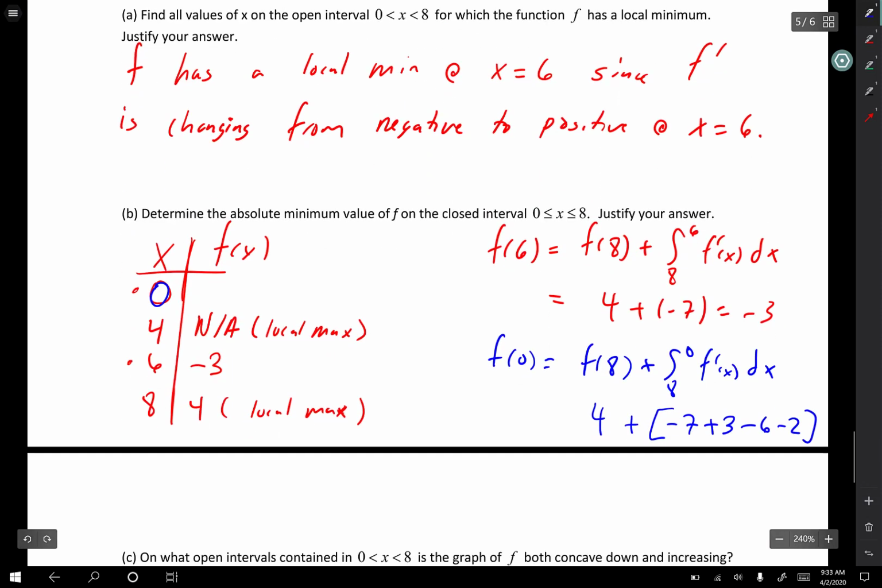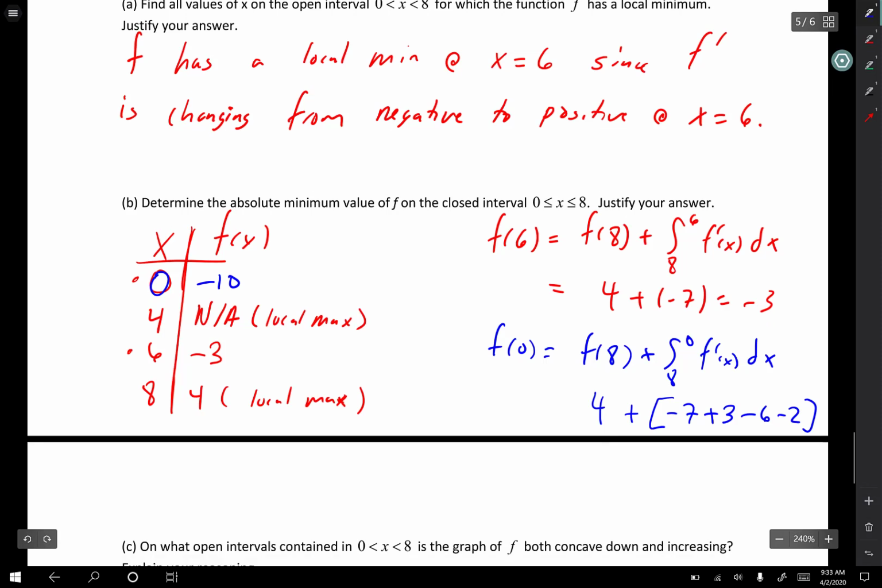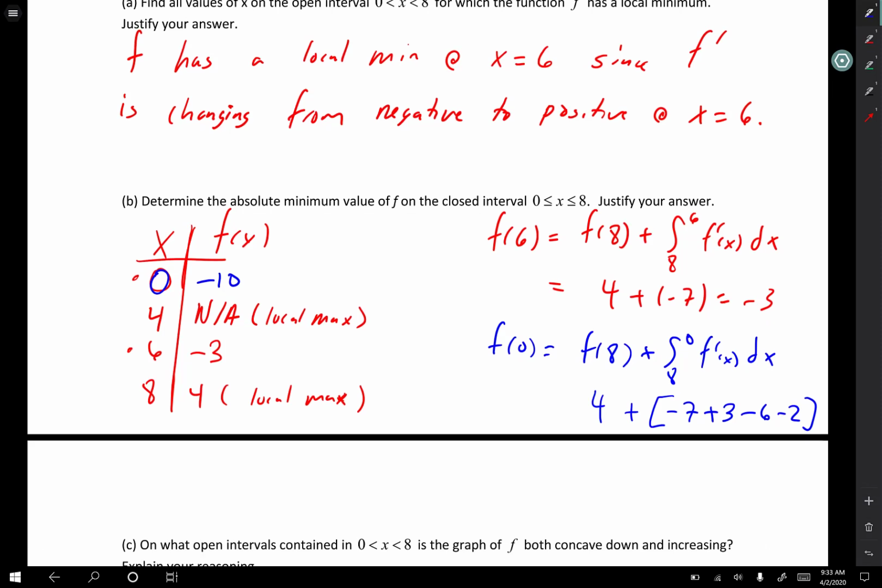So let's see what that is. Negative 7 plus 3, that's negative 4, right? And then negative 4 minus 6 is negative 10, and then negative 12. So let me make sure that I did everything correct here, guys. Negative 7 plus 3, that's negative 4. Negative 4 minus 6, negative 10. Negative 10 minus 2, negative 12, negative 12 plus 4.